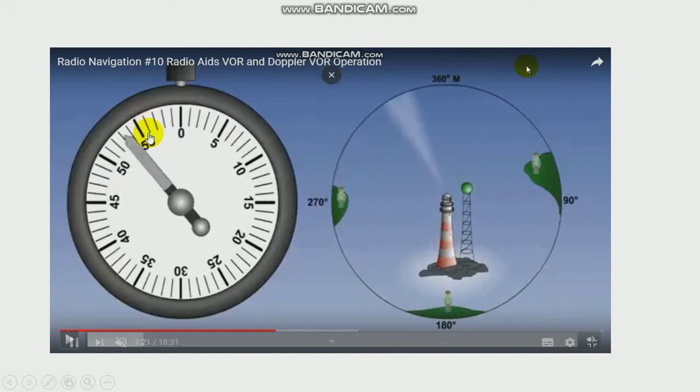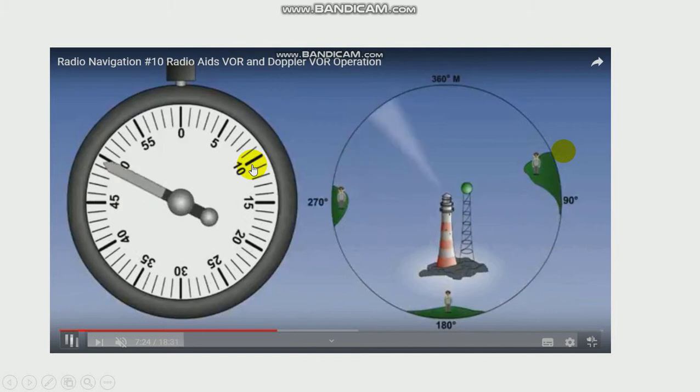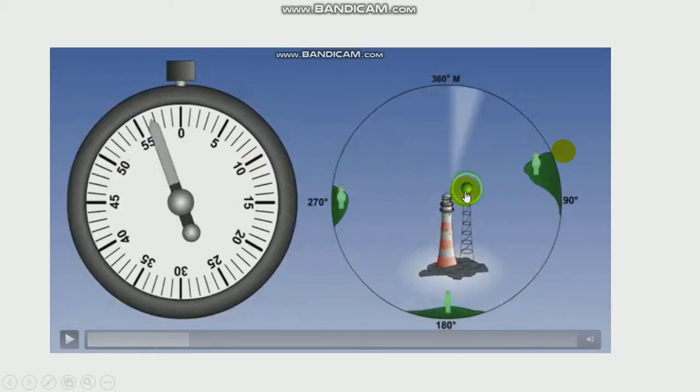The CVOR uses two signals, which are the directional and the omnidirectional. In this video, the light from the lighthouse is the directional, and the light from this tower is the omnidirectional. When the light from the tower blinks, the light from the lighthouse will point to 0 degrees.